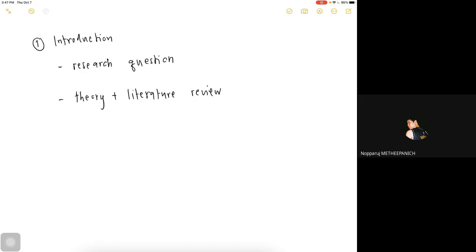Okay, so there are two ways. First, you can just follow the theory. And please take a look at which variables in theory you can add into your model. And another one, if you cannot find any theories that can support your idea, maybe you can just take a look at the literature review. Okay, just see what previous studies already did.